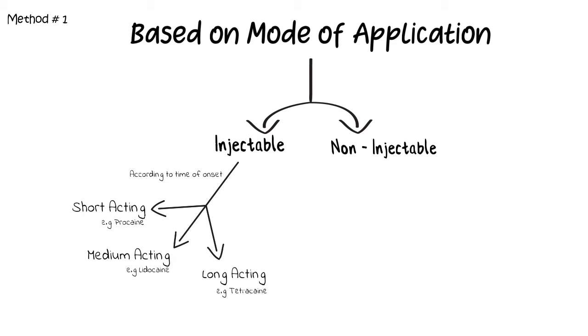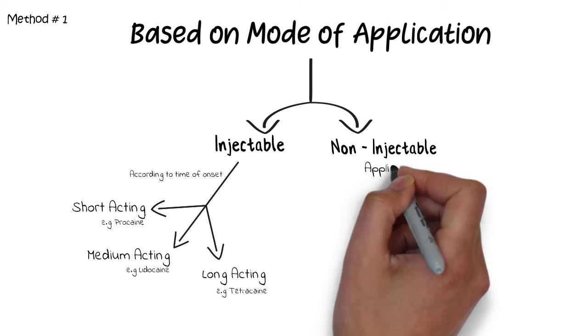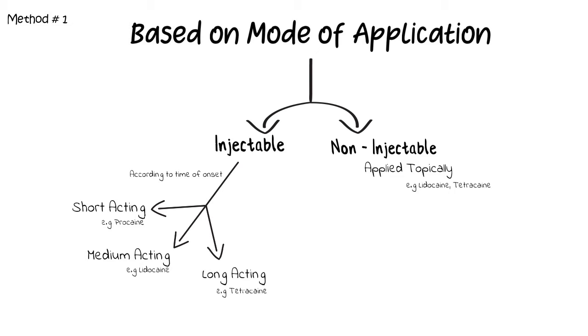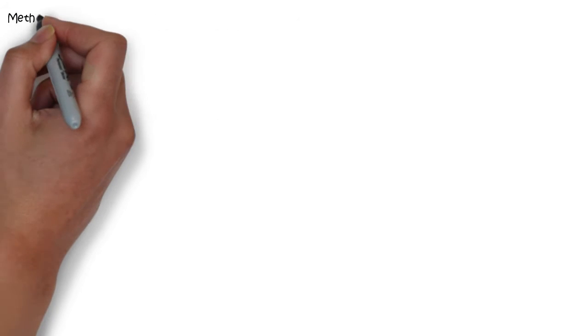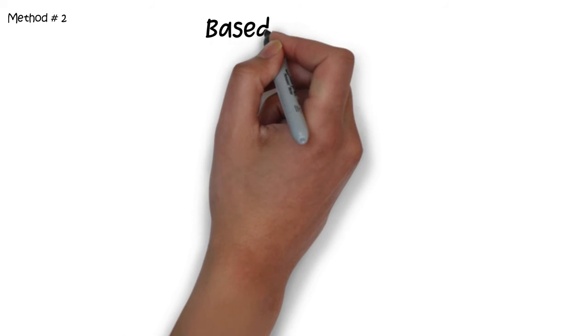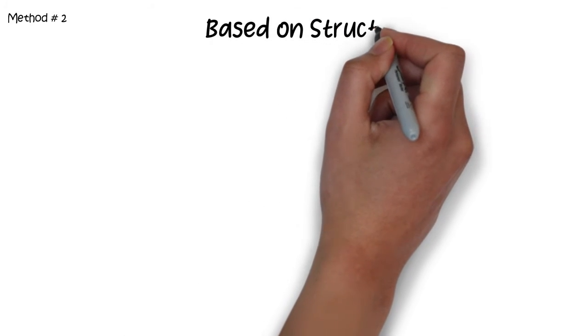Similarly, there are the non-injectable local anesthetics, the ones that are applied topically, which includes drugs such as lidocaine, cocaine, tetracaine, among many others. So this classification is a rather important one because it is very valuable in our everyday clinical dental practices. So another more widely used classification is based on the chemical structures of the local anesthetics.